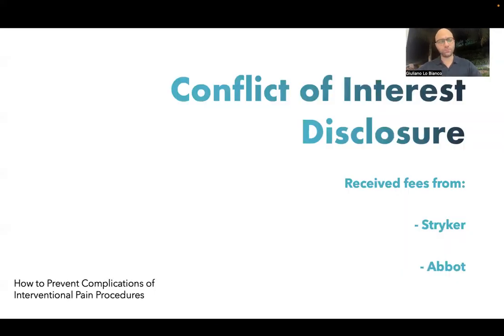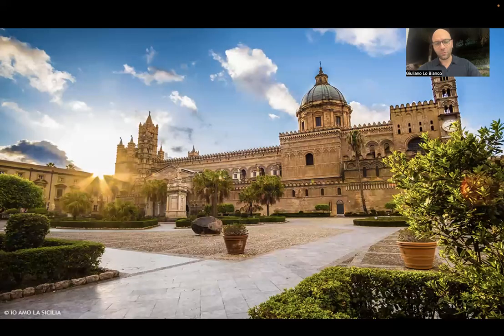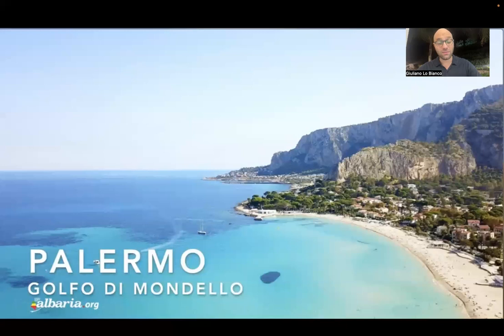This is my disclosure. So I come from the beautiful Sicily. This is a picture of the Cathedral of Palermo, and the famous Gulf of Mondello is a lovely place where you stay a couple of days or a weekend.